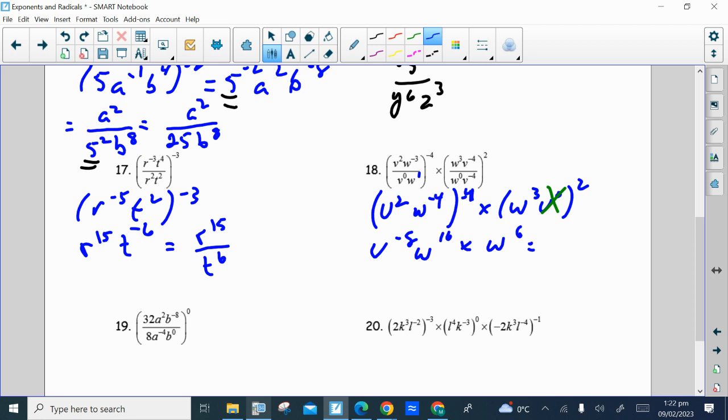So the v in the first part is not being multiplied by any v in the second part, so it's not going to change. It stays negative 8 for now. But when you multiply the w's together, you add those exponents. 16 plus 6 is 22. Again, we're just using that basic law. When you're multiplying powers with the same base, you add the exponents and keep the base the same. And finally, you need to make the negative 8 exponent a positive by moving it from the top to the bottom. And there's the final answer with positive exponents.